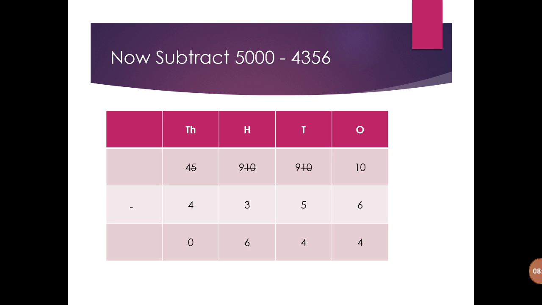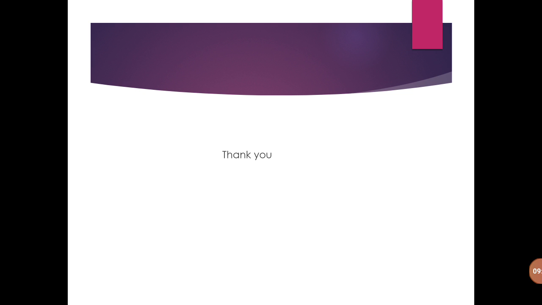Then we take a borrow from the hundreds column and turn it into 10 tens. There is 10 tens, but actually we need the borrow in the ones column. So again we take a borrow from the tens column and turn it into 10 ones. Now the regrouping has been done in thousands, hundreds, tens and ones. So start subtraction. 10 minus 6 is 4. 9 minus 5 is 4. 9 minus 3 is 6. 4 minus 4 is 0.